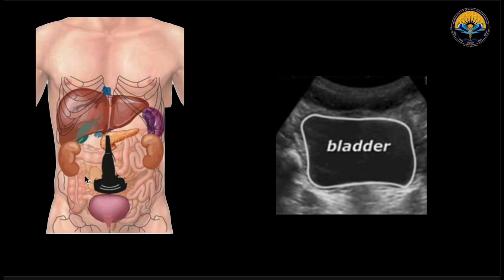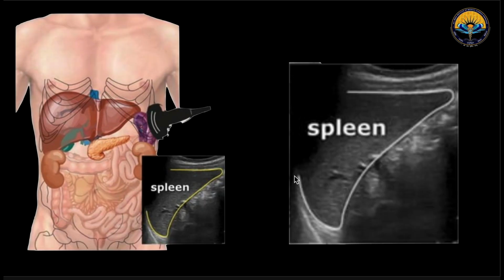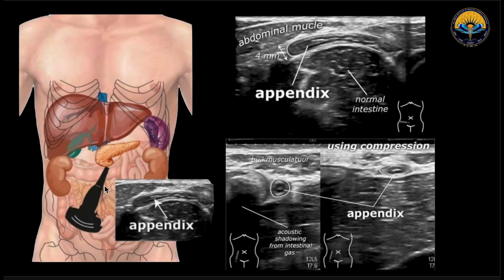And then we go from here downward, and we will see the urinary bladder here. Then we go towards the left side and we can make out the spleen, and below that we can also make out the kidneys. So here we can see the spleen clearly, and if we go downwards we can also make out the left kidney. Next, if we have to look for the appendix, we go to McBurney's point and then we give a little pressure and we can see the appendix here.